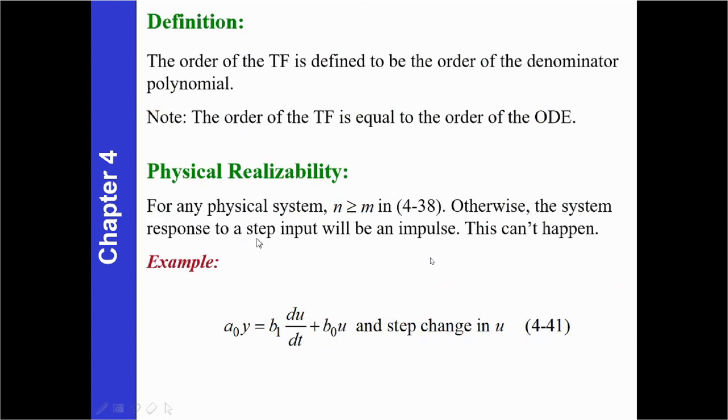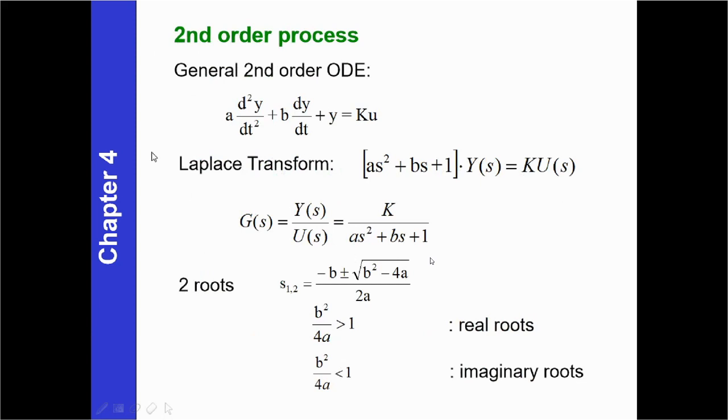Otherwise, the system response to a step input will be an impulse, which is not supposed to happen. So, for example, if a0 y equals b1 du/dt plus b0 u, and a step change in u, equation 4.41.